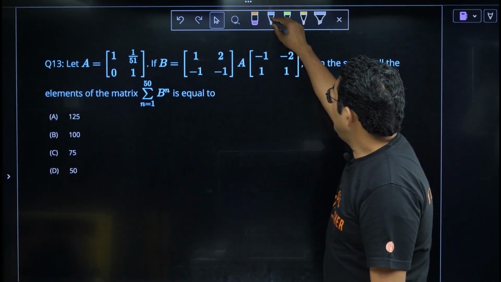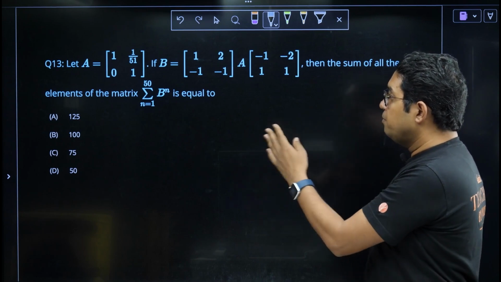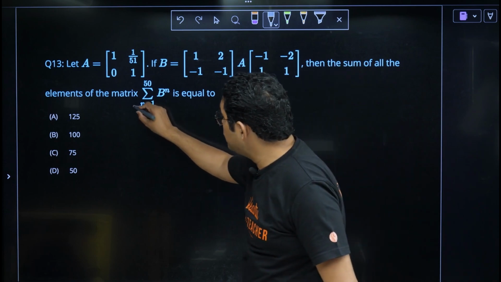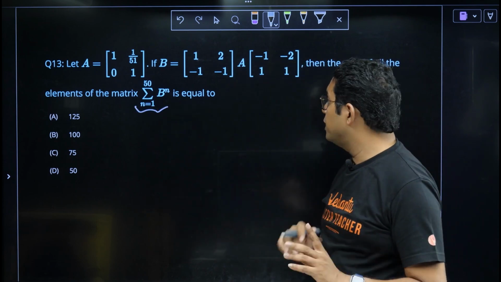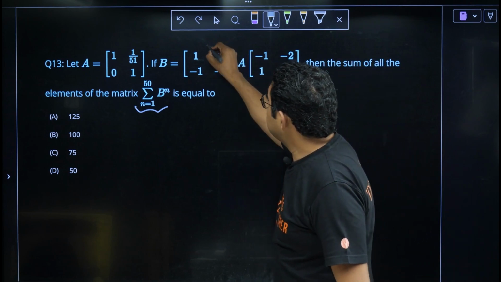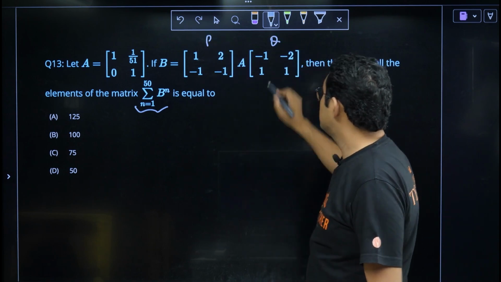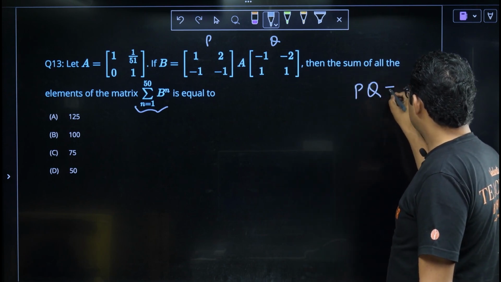Here we are given A as this and B as this. Then the sum of all elements of this matrix, and this matrix is actually the summation of B raised to the power n, where n is varying from 1 to 50. Now, two things. Number one, if I take this as P and I take this as Q, you can check P into Q is actually I.